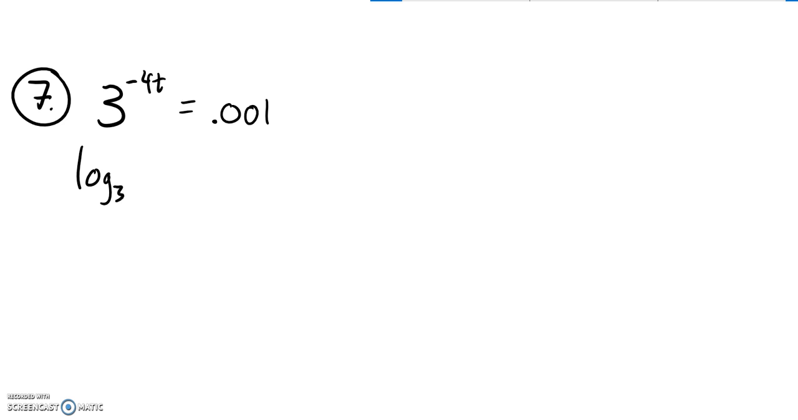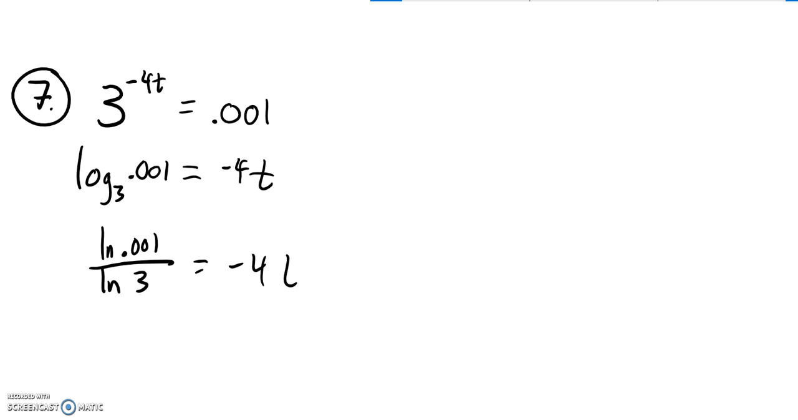So, log base 3 of 0.001 is negative 4 times t. Now, this is just a number, and I can get at that through that change of base formula, right? I can go natural log or log of that divided by natural log, or log, if I chose log up here, of 3. That's equal to negative 4t. So I'm good there. Now, I could shove that in my calculator, get some decimal approximation for it, and then that's equal to negative 4 times t.